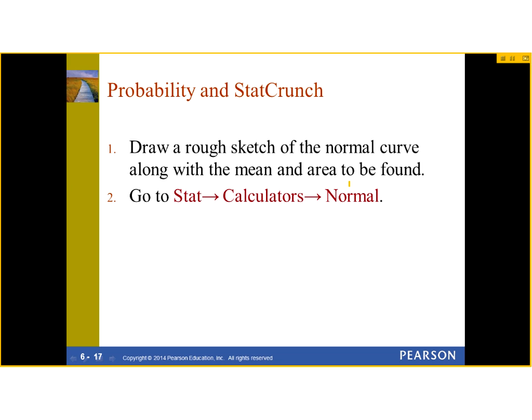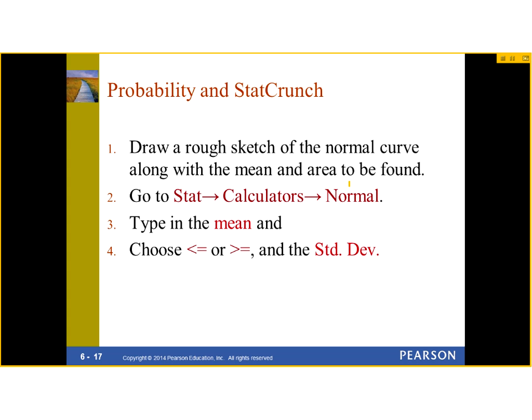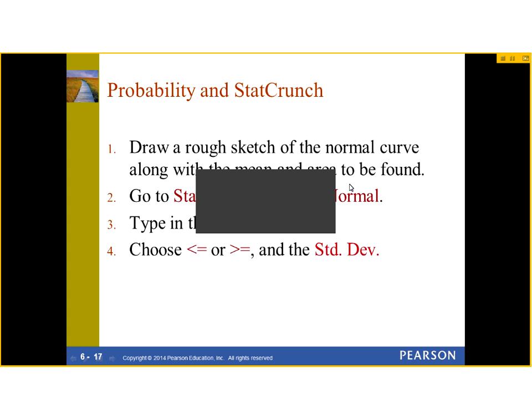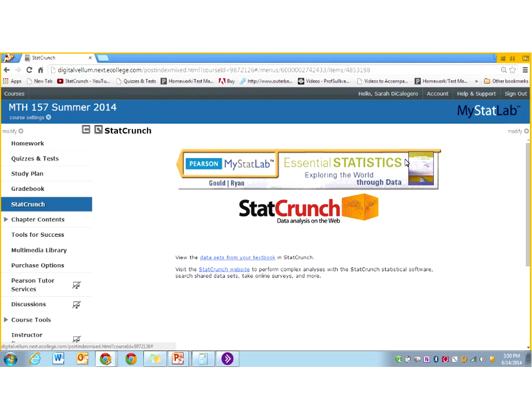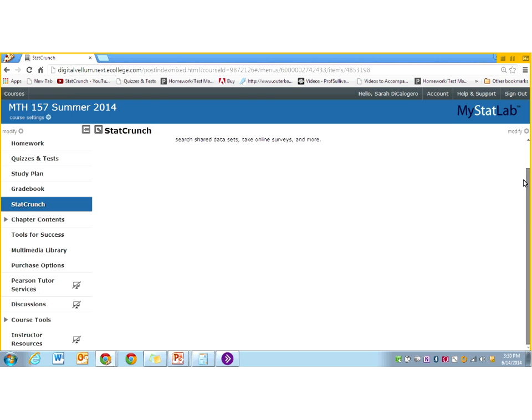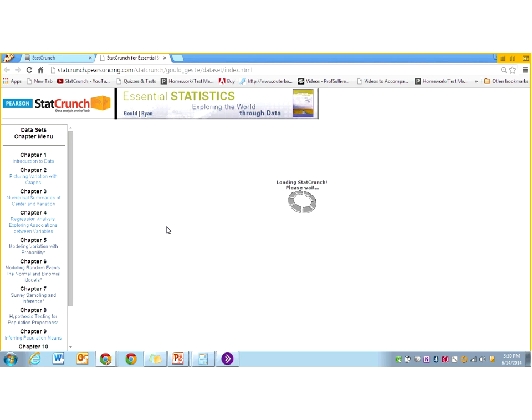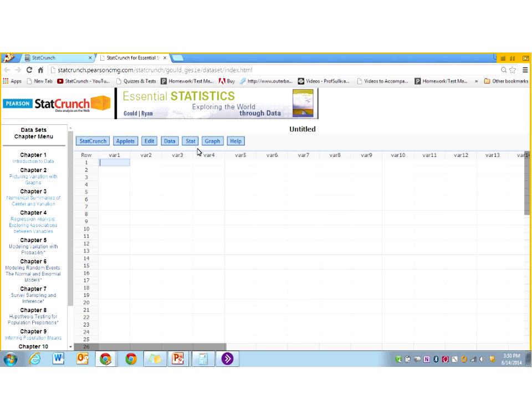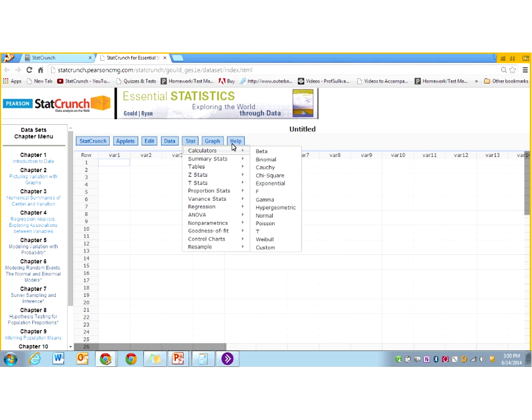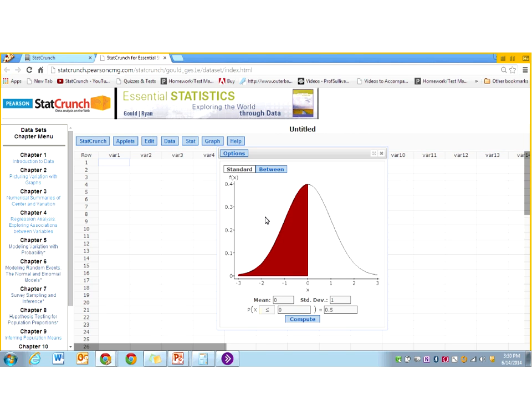StatCrunch will make this a lot easier for you. You go to Stat, Calculators, Normal, type in the mean, choose which way you want to go, and find the standard deviation. So we are going to go here. I've just clicked on StatCrunch right here, and it's easy enough. If I click on that just to get into StatCrunch, it'll open StatCrunch over here. I don't need to worry about any of that stuff. So we're going to Stat, Calculators, Normal.